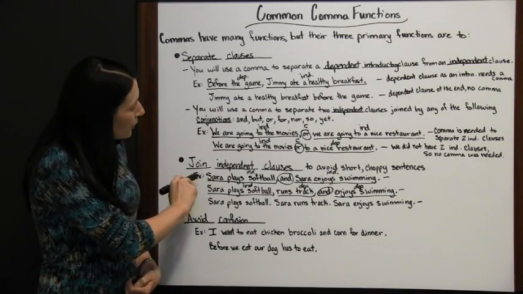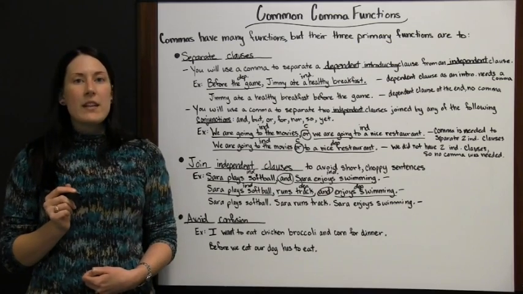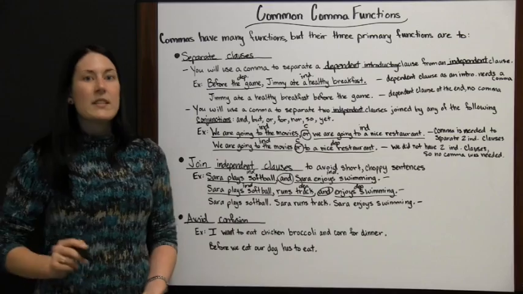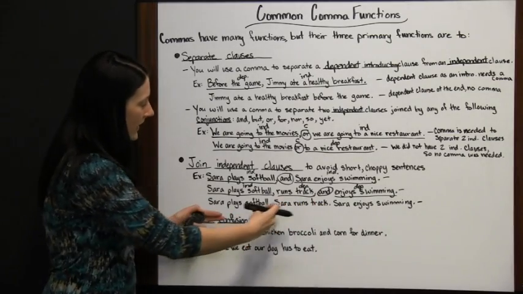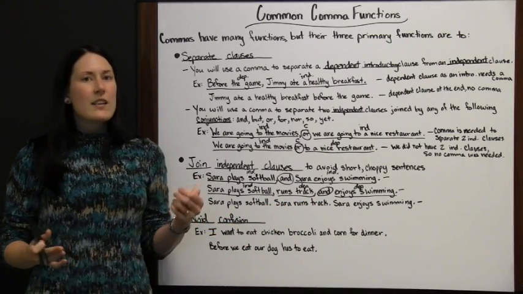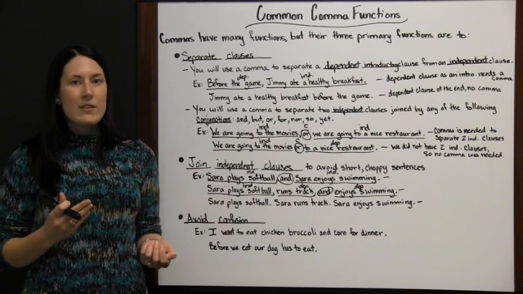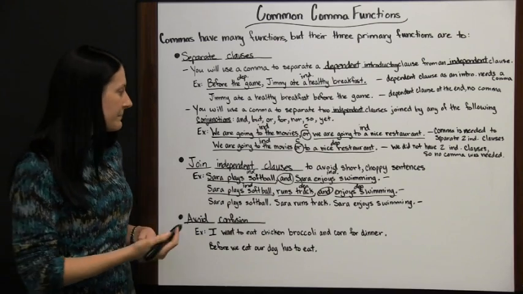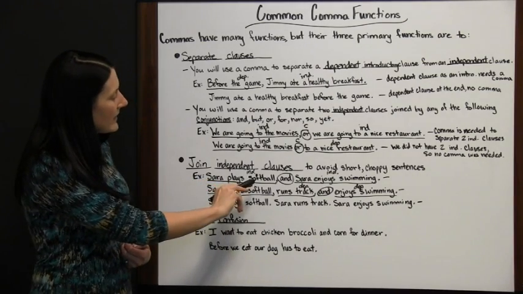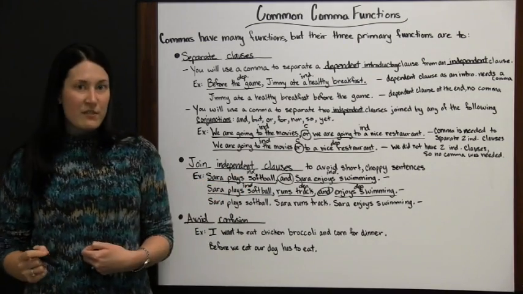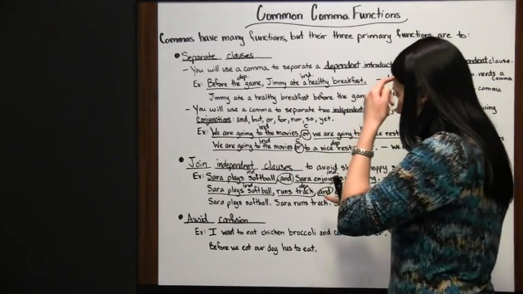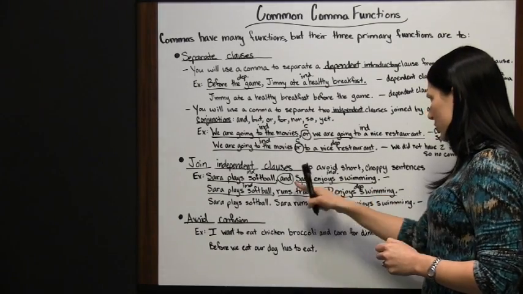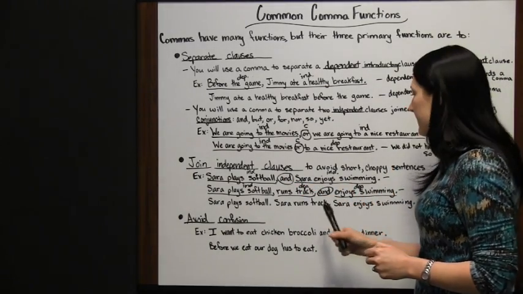So you could have two independent clauses joined by a conjunction like we did up here, and then you would use that comma to separate them. But you are still joining multiple sentences when you do that. So you're using those commas to separate the clauses, but you were also using them to join two sentences into one. So, Sarah plays softball and Sarah enjoys swimming. So here, we used our comma to join these two independent thoughts.